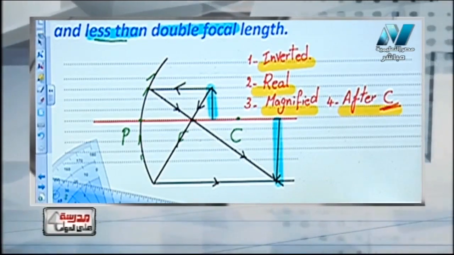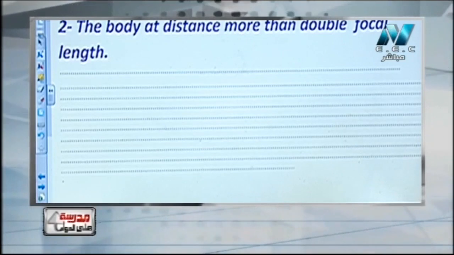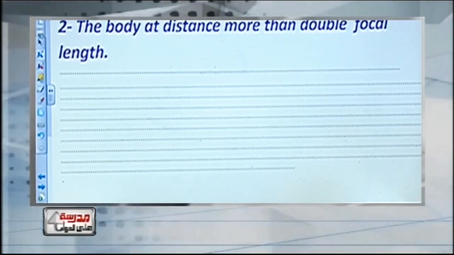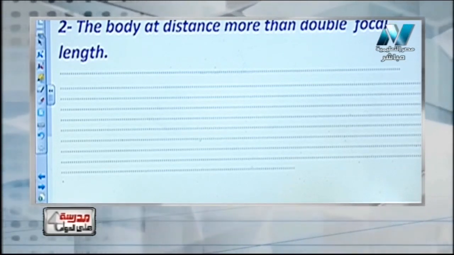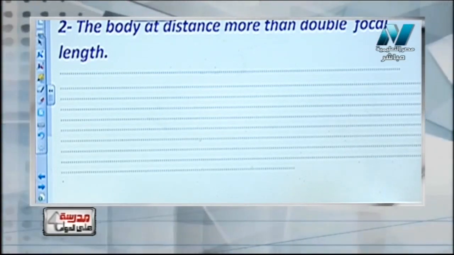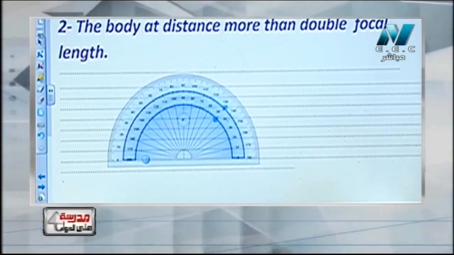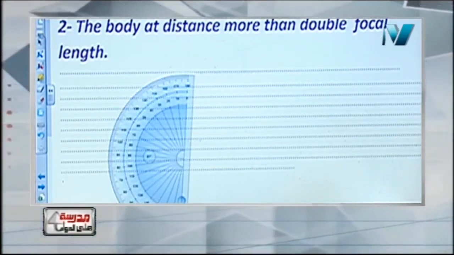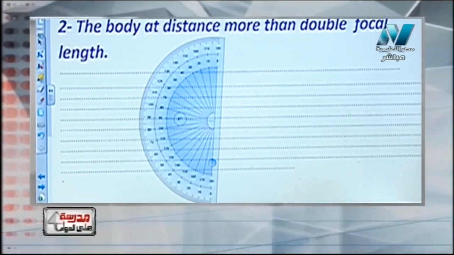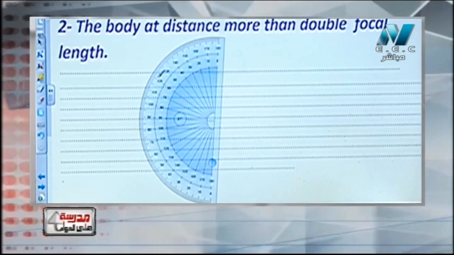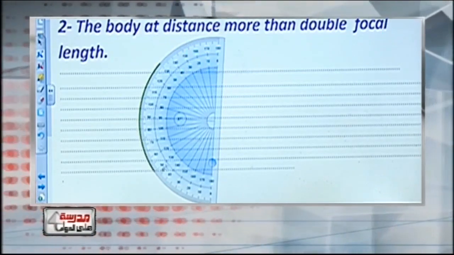We have another example here. Body at distance more than double focal length. Now we know how we can draw the image. Number 1, we use the protractor to draw the arc, as we see. Okay, so as we see, the arc is like that.